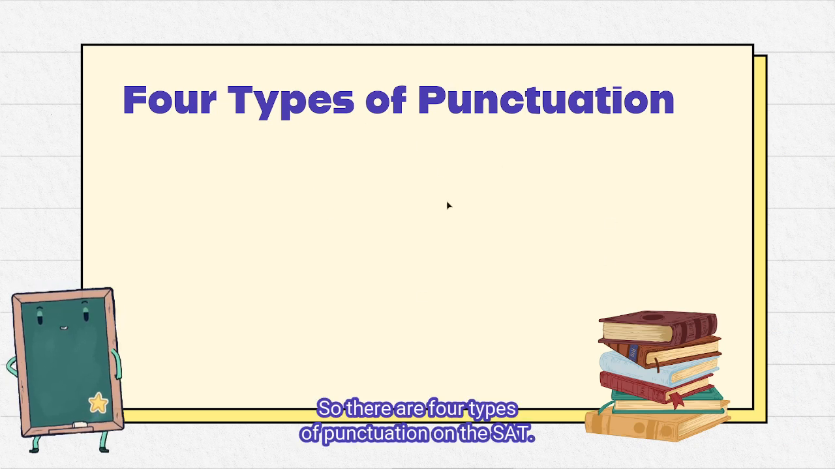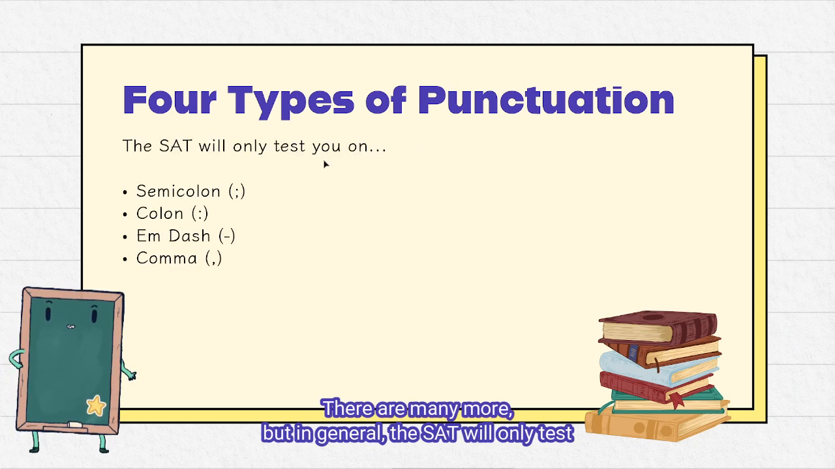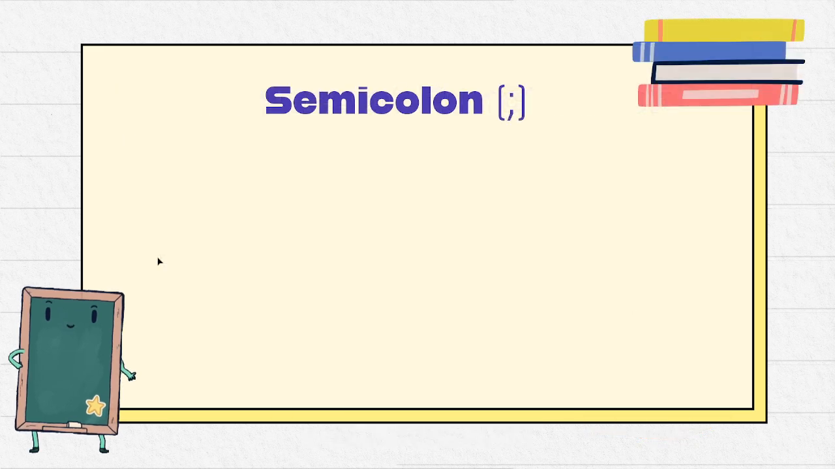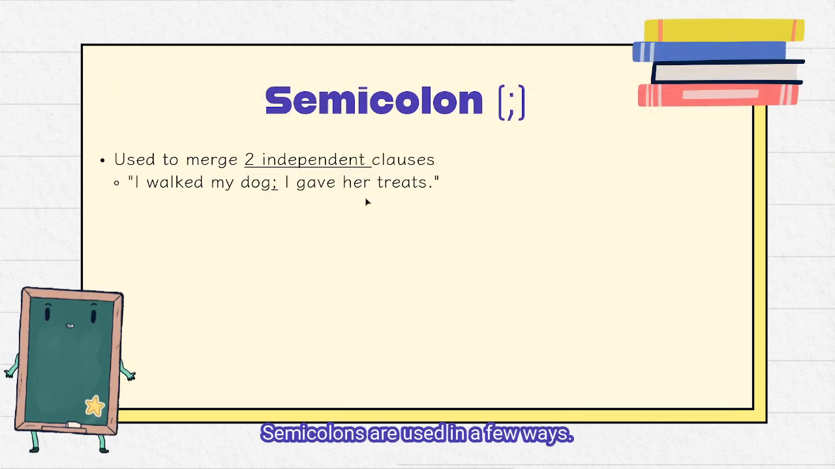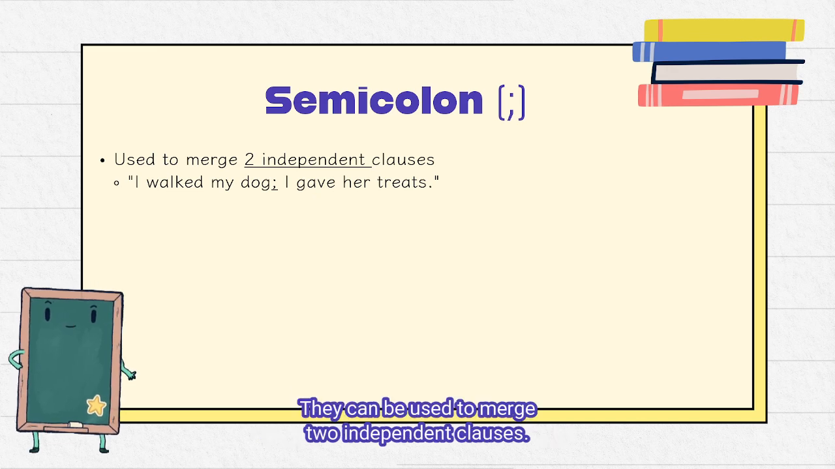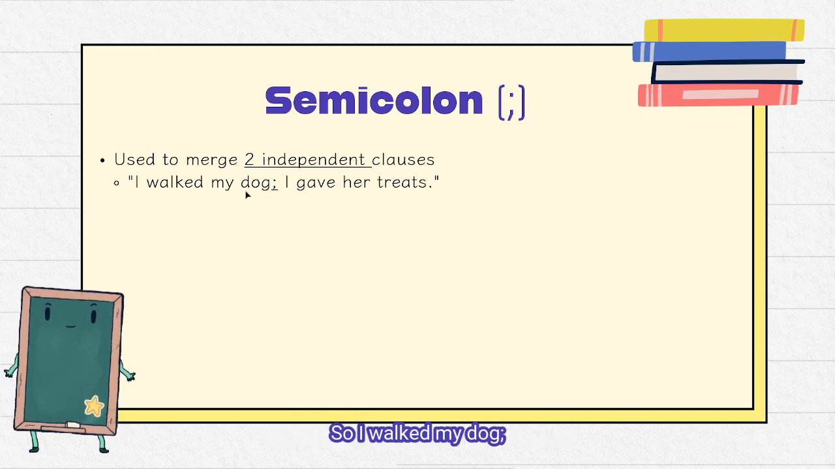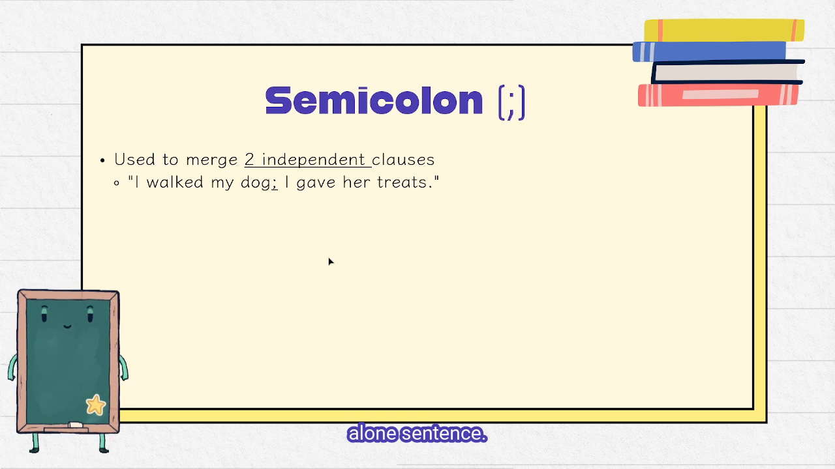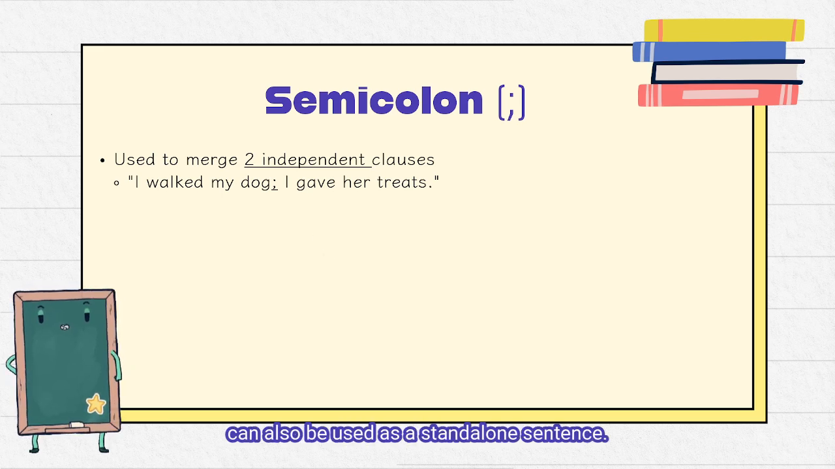So there are 4 types of punctuation on the SAT. There are many more, but in general, the SAT will only test you on these: semicolons, colons, em dashes, and commas. So let's talk about semicolons. Semicolons are used in a few ways. They can be used to merge 2 independent clauses. So, I walked my dog; I gave her treats. I walked my dog is a standalone sentence, and I gave her treats can also be used as a standalone sentence.